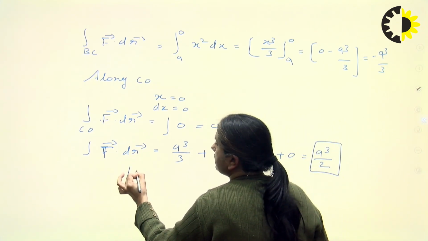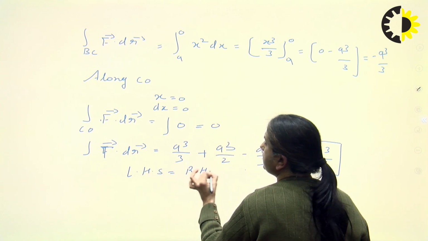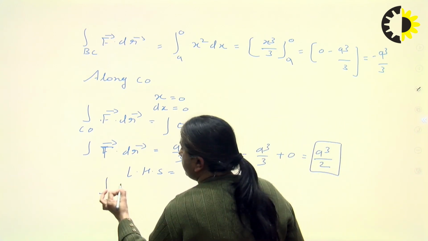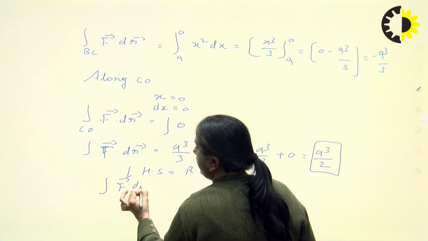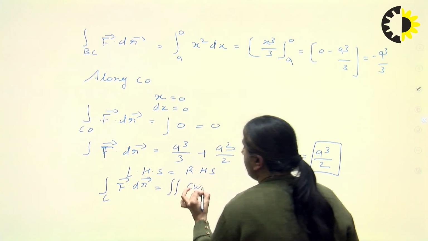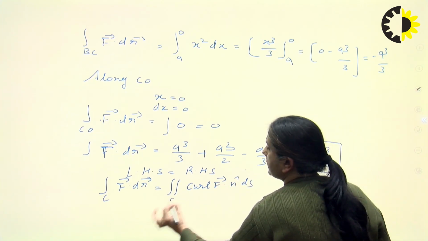So, in this question, LHS equal to RHS, that means verification has been completed, and the line integral of F dot dr is equal to the surface integral of curl of F vector dot n cap dS.